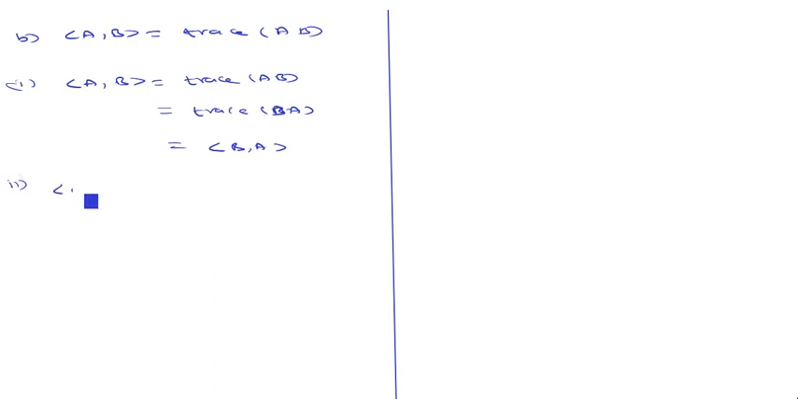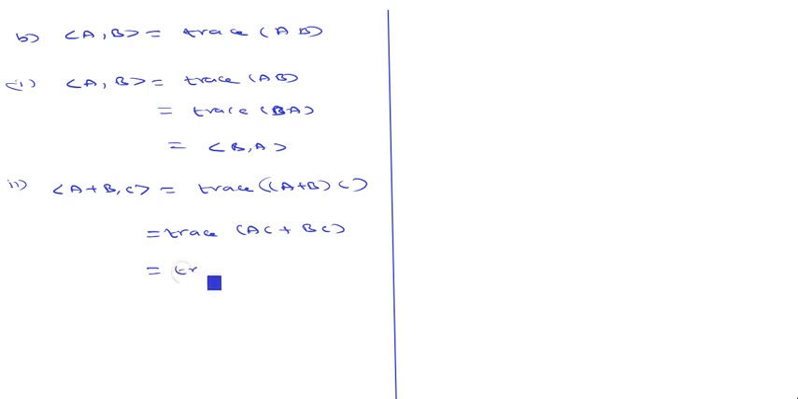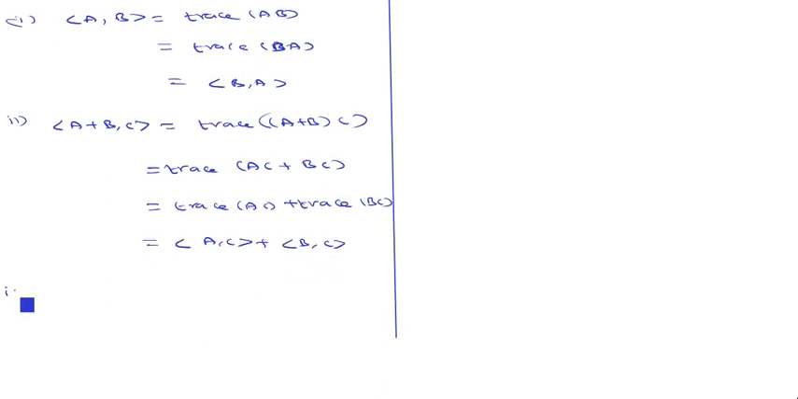The second property: ⟨A + B, C⟩ is equal to trace of (A + B) times C. Again this can be written as trace of AC plus BC. By the property of trace, this can be written as trace of AC plus trace of BC. So this will be equal to ⟨A, C⟩ plus ⟨B, C⟩. So the second one is satisfied.